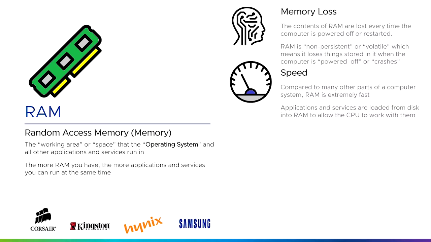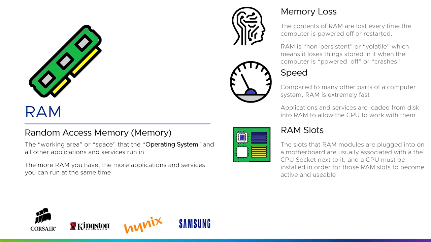The advantages of RAM are that compared to many other parts of the computer, RAM is extremely fast. So applications and services are loaded from a disk into RAM to allow the CPU to work with them. So this is the fastest storage mechanism we have on the computer, but the problem is it's not persistent. So we have to store the information somewhere else. We'll commonly use a hard drive or solid state drive to do that, but RAM is where the work is done, and drives are where the information is generally stored.